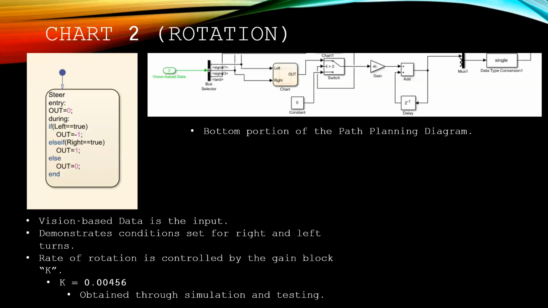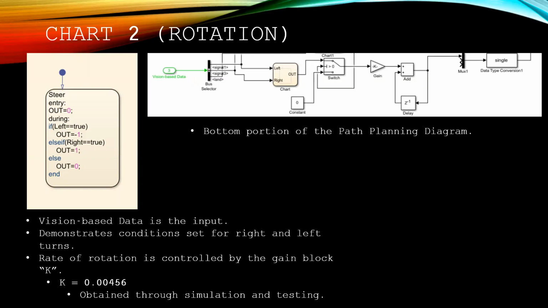This chart shows how the rotation of the drone is triggered. The chart is fed data from the image processing block, which states whether the right or left values are true or false. If the left is true, then it outputs a value of -1. If the right is true, it outputs a value of 1. And if both are false, then it outputs a value of 0. This value is fed into a switch block and checked with the rotation variable from chart 1.